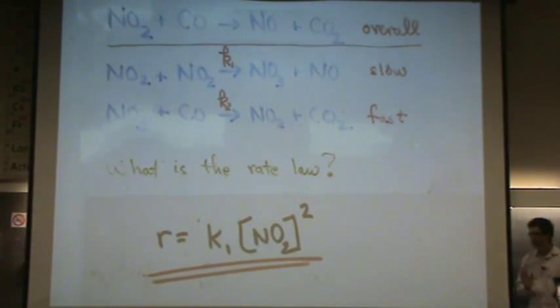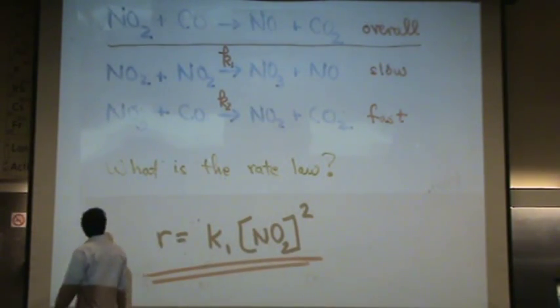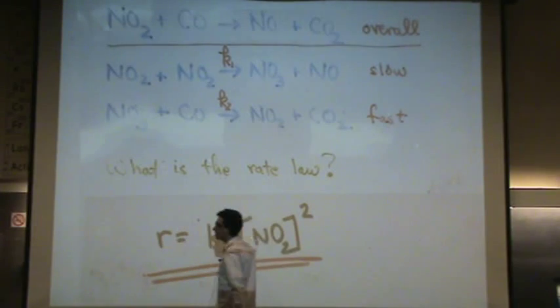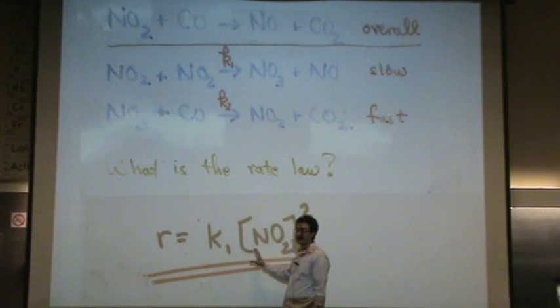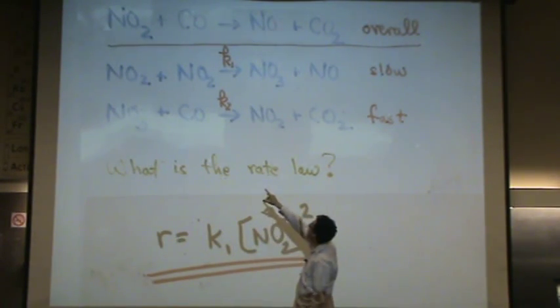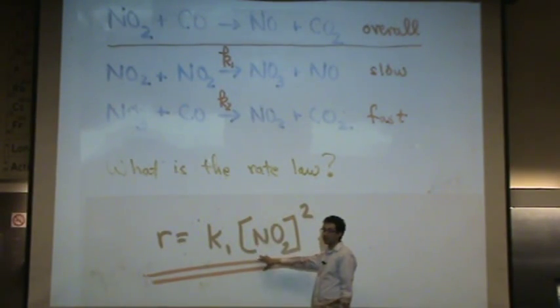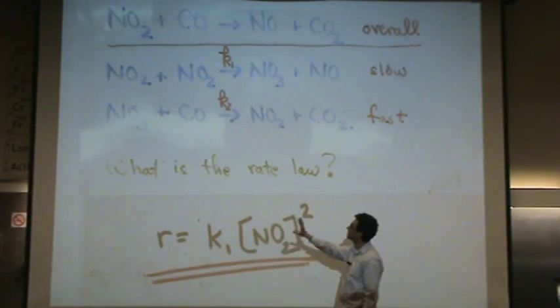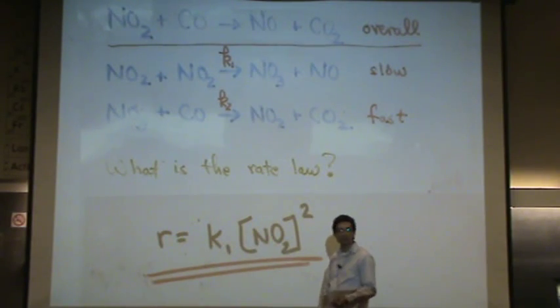Any questions so far? Yeah? Why did you take NO2 for the concentration? Why did I pick NO2 for the concentration? Because when I write rate laws, I always write it for reactants. And since the reactants are NO2 and NO2, 2 of them, I'm writing that concentration. If I wrote the rate for the second reaction, it would be NO3 concentration times the CO concentration times K2. But I don't need that because that's the fast step, so I can ignore the fast step. Is that cool?